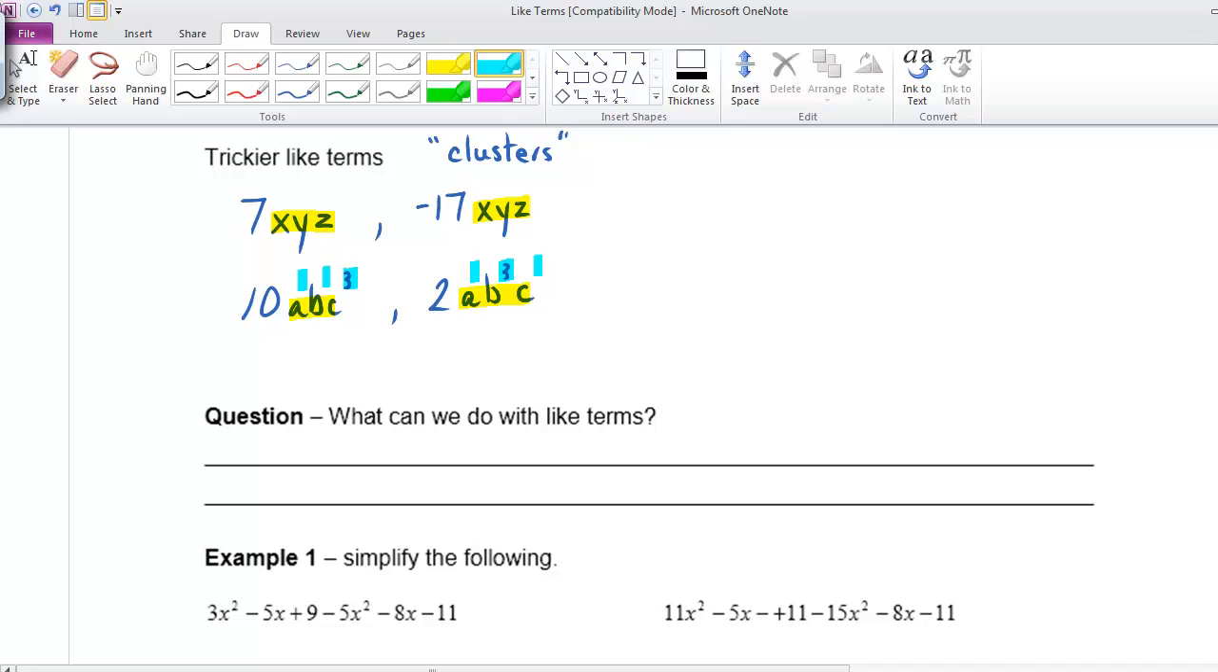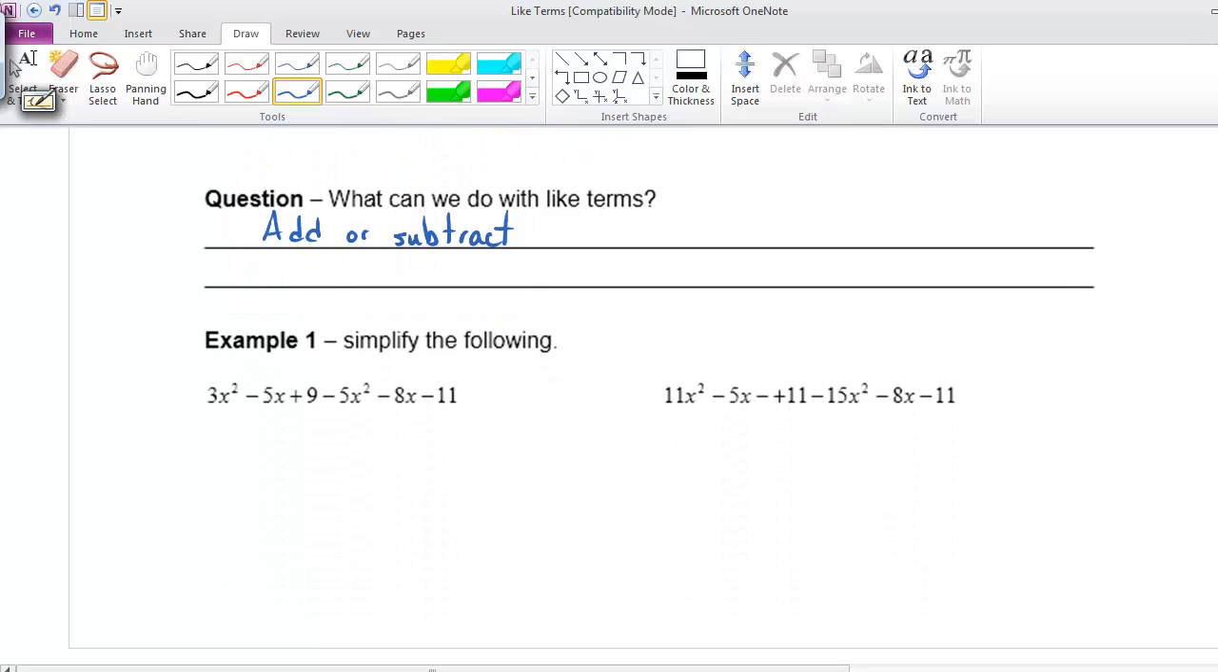Okay. So given that's what like terms are, and again, this is review from grade 8 and grade 9, then the question becomes, well, what can we do with like terms? Well, you can't do a lot. What we can do with like terms is we can add or subtract them. That's what we can do with like terms. So let's look at a few examples. And I just want to review a few things to help out. The first thing in simplifying the following nasty looking expressions, we can only add and subtract like terms. And if that's the case, we need to identify them somehow.